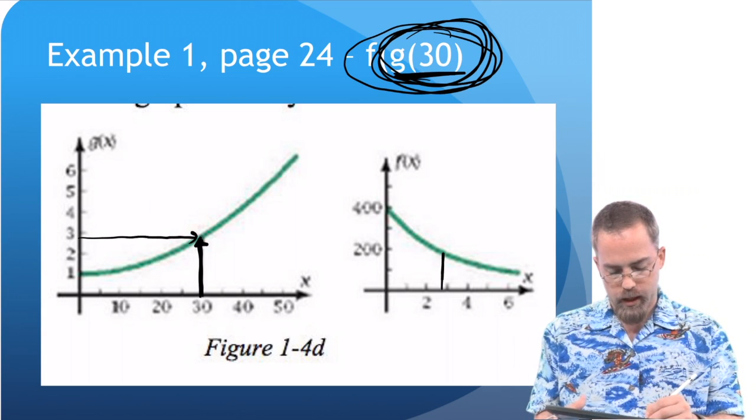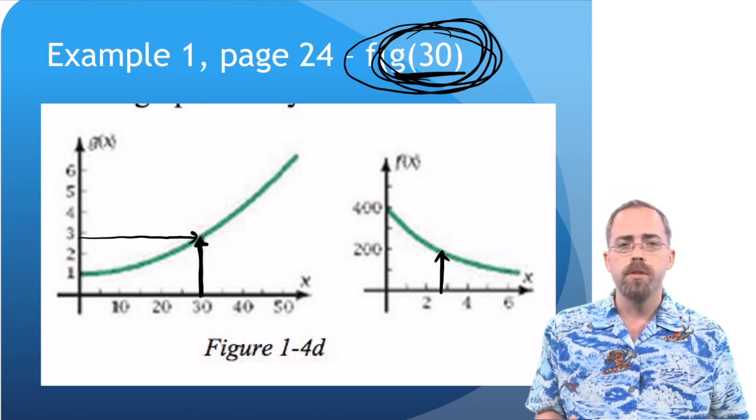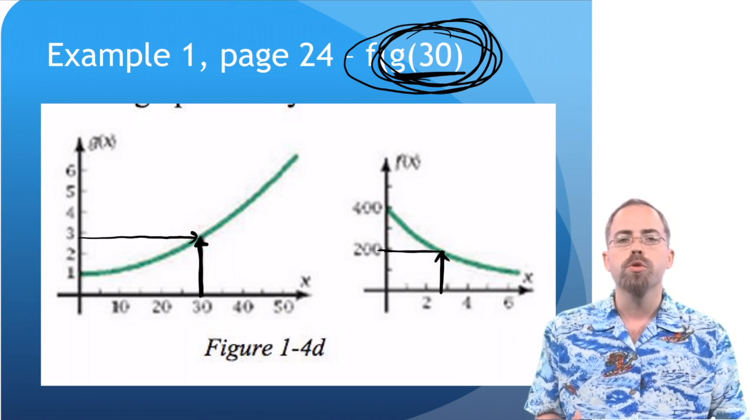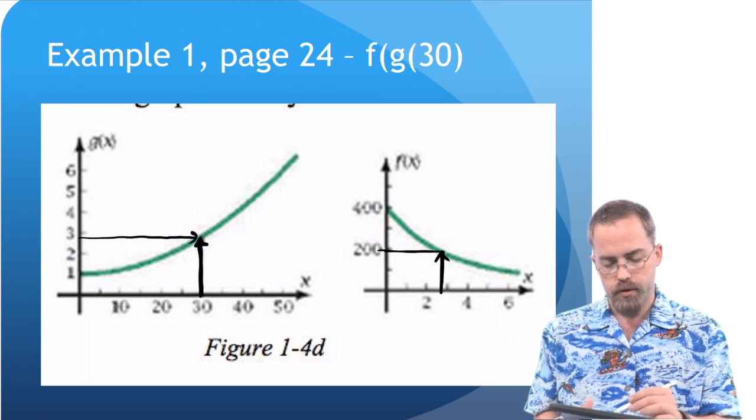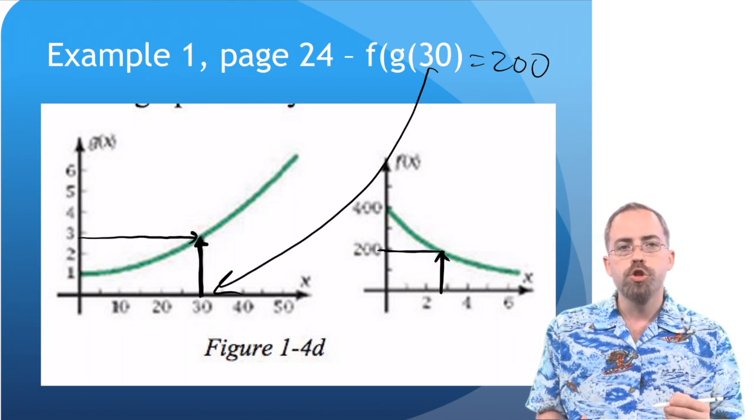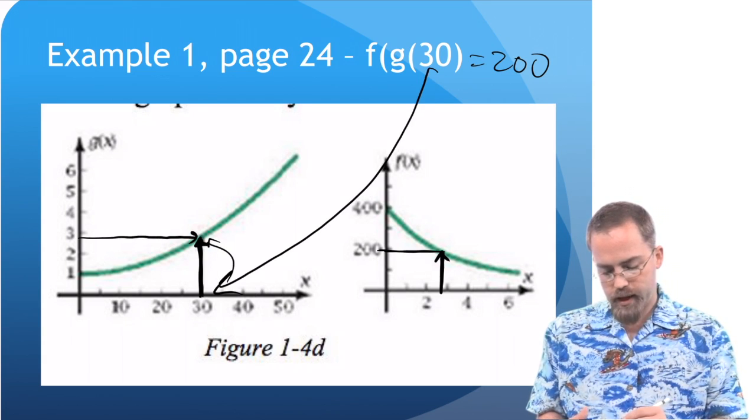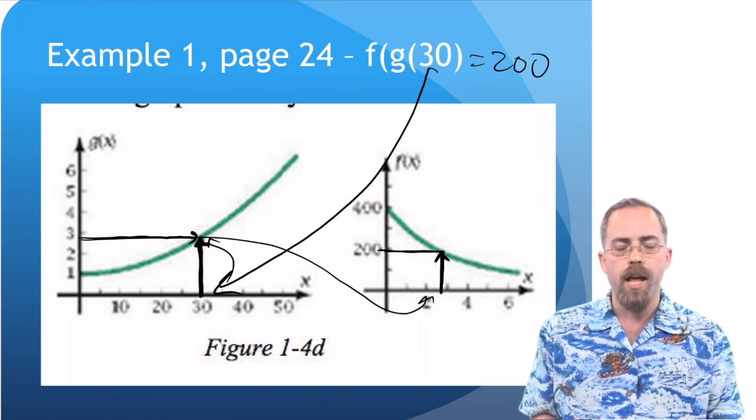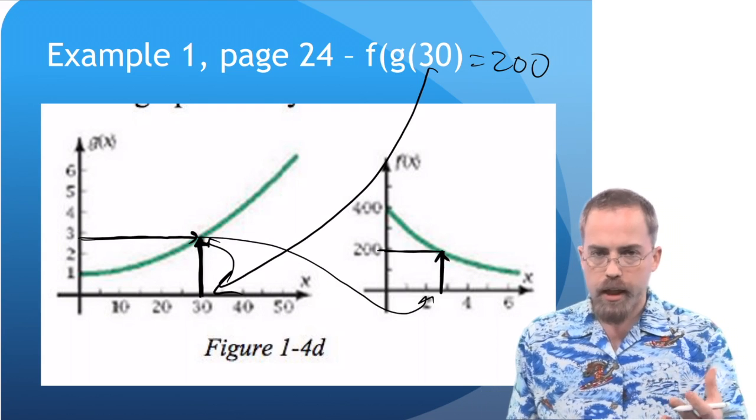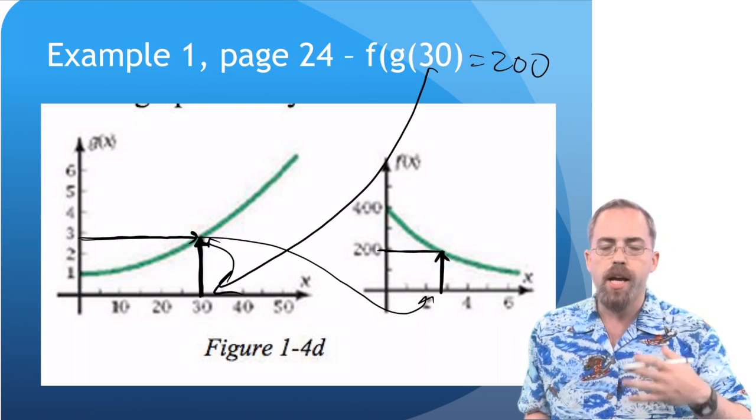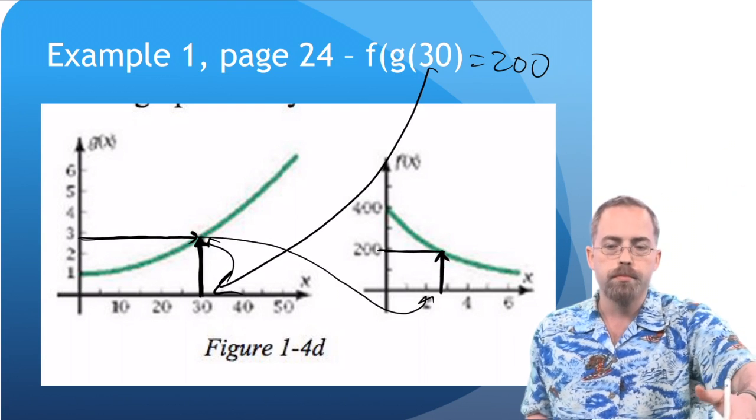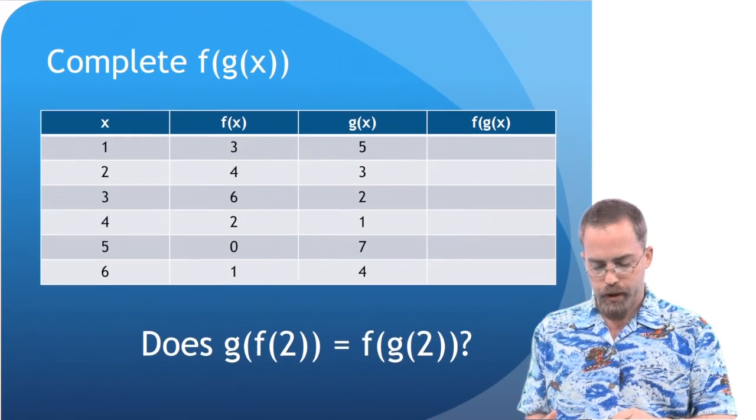And now I take that output and make it the input on f of x. I make 2.8 the input on f of x, and then I will get an output of close to 200. So the answer is that I take the input 30 onto g, get its output, make that output the input on f, and then take f's output. It can be very complicated when you break it down, but this chain is like the game of telephone, whose mouth is talking to whose ear, and then that person's mouth talks to the next person's ear. There's a way to break this down.